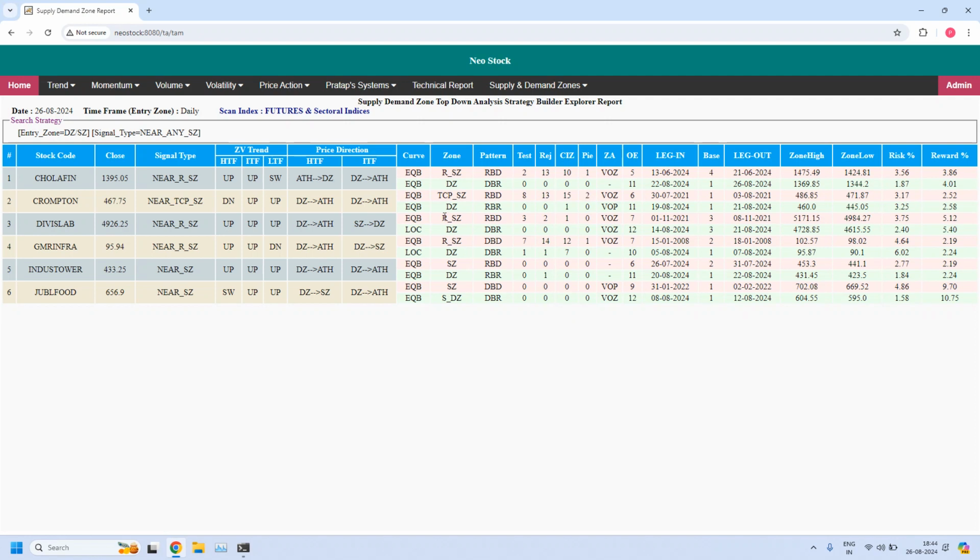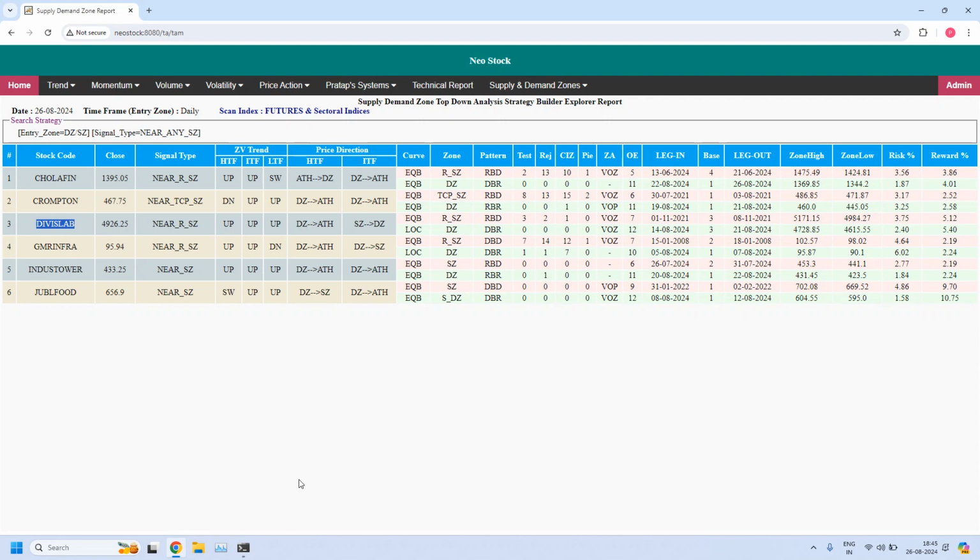Next one is Divi's Lab. This has a high liquidity supply zone, already tested 3 times. So you should look for a fresh fine-tuned zone. Next one, ZMR Infra, is high liquidity, but it is also pierced. That's it. That means we have only one valid high liquidity zone from this list, that is Divi's Labs. Remaining 3 high liquidity zones are pierced, so they are no more valid for trading purposes.